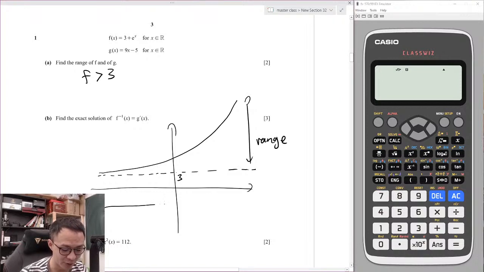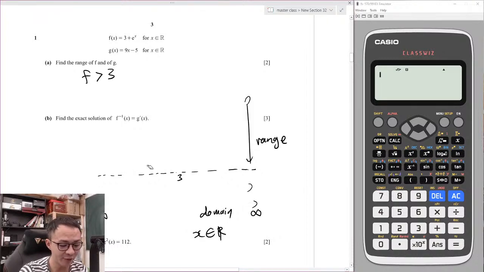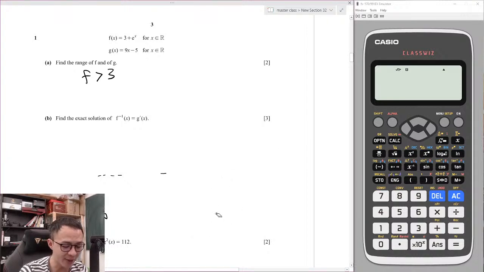And then here will be your domain. Since they say x is an element of the real numbers, that means your domain is from negative infinity to positive infinity. This is what we mean by the real numbers. Then we go to g(x). g(x) is a straight line, with x to the power of 1. The straight line has x as an element of the real numbers, then g is an element of the real numbers.